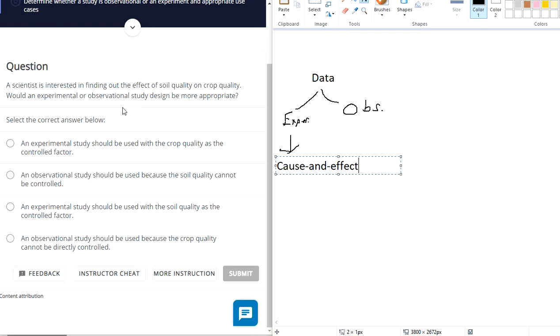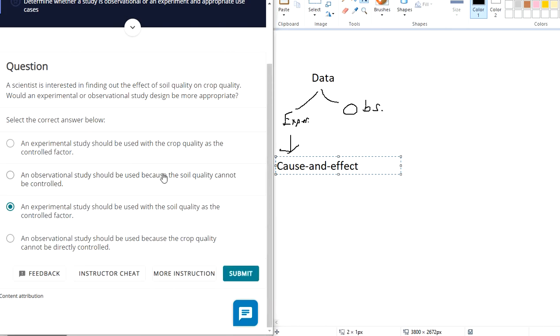Experimental study. So let's see. We have two options for an experimental study. Let's just go through all the options. An experimental study should be used with the crop quality as the controlled factor. The controlled factor is the part of the experiment that the researchers get to control. And we're actually wondering if crop quality is changed by the soil quality. So the researchers aren't going to go out and change the crop quality, right? They're not going to control crop quality. They're just going to watch what happens with crop quality.